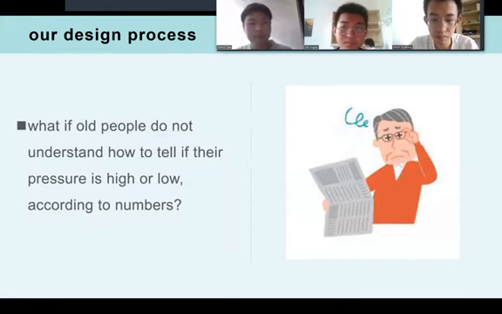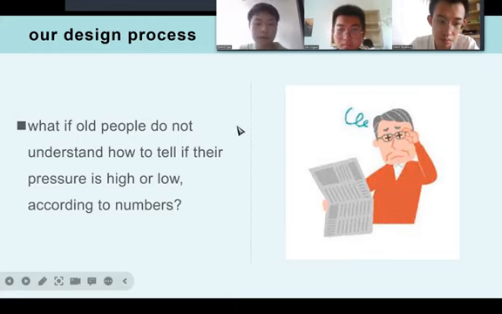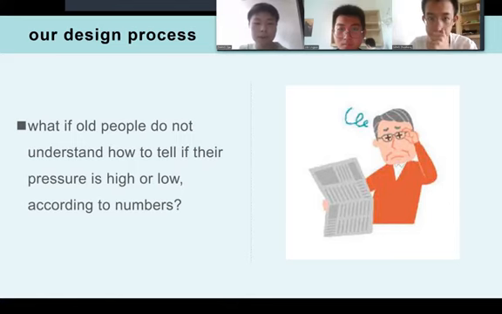In our design, we designed many functions according to the needs of users. As we all know, the users of blood pressure monitors are often elderly people, so they may have some problems with using ordinary ones. Considering these needs, we updated some functions in our design. The first problem is: what if old people do not understand how to tell if their pressure is high, low or normal according to the numbers showing the diastolic pressure and systolic pressure?